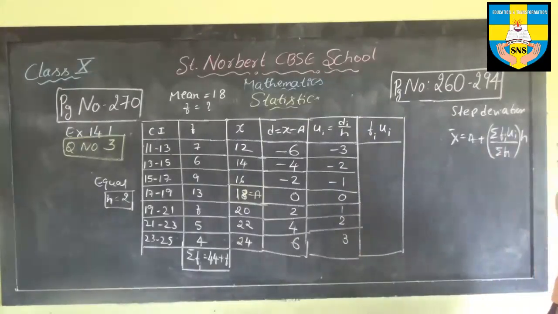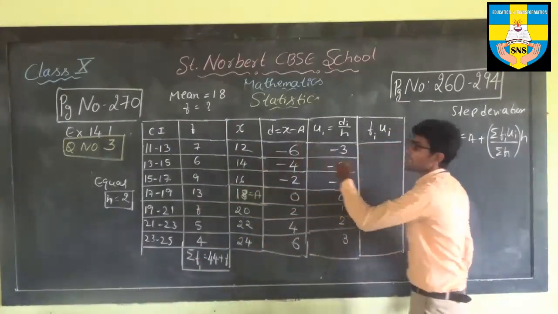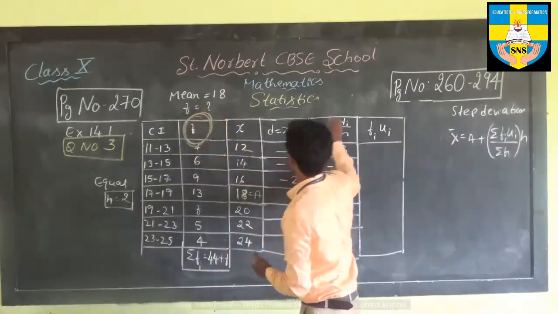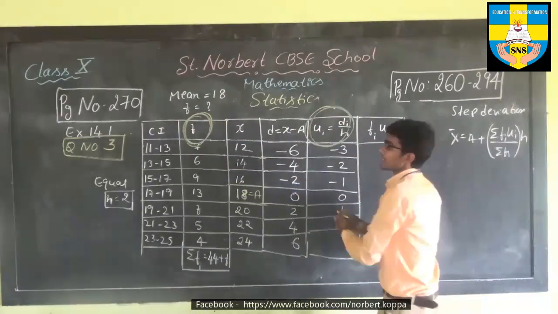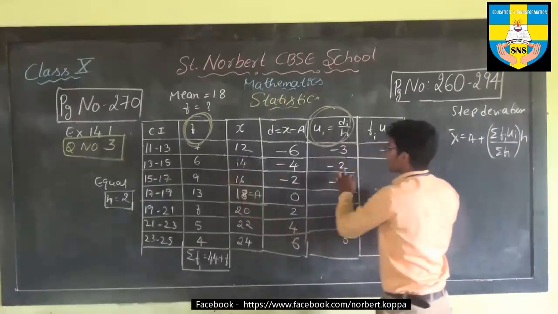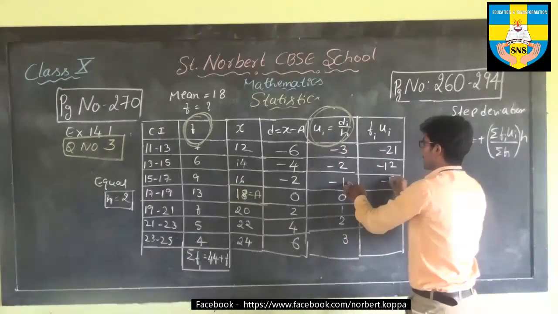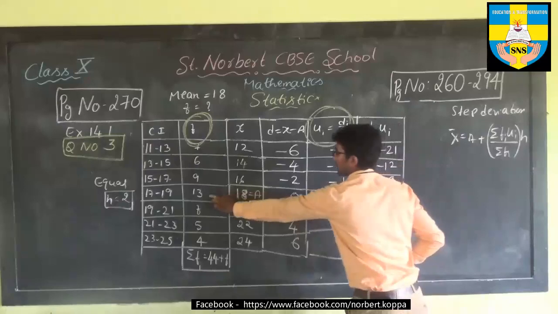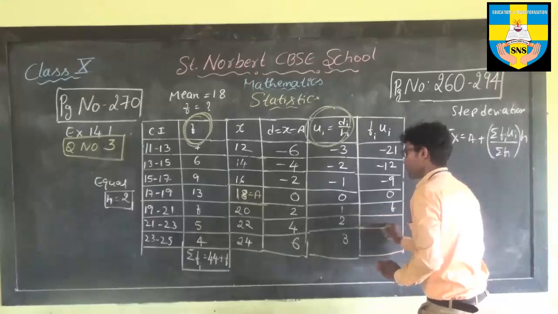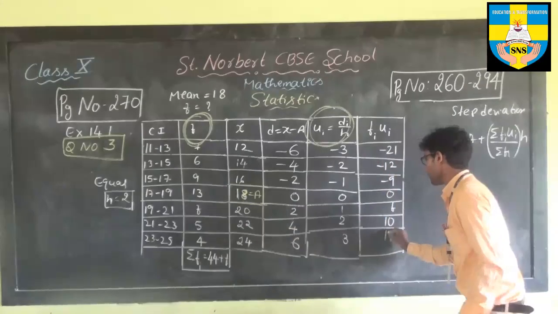How are we going to make FiUi? The F column. Did you notice we did not use this column? Now finally we are using the F multiplied with the U. We need to multiply F with the U. Okay, 7 into minus 3, this is minus 21. 6 into minus 2, this is minus 12. 9 into minus 1, minus 9. 13 into 0, 0. F into 1, F. 5 into 2, this is 10. 4 into 3, this is 12.